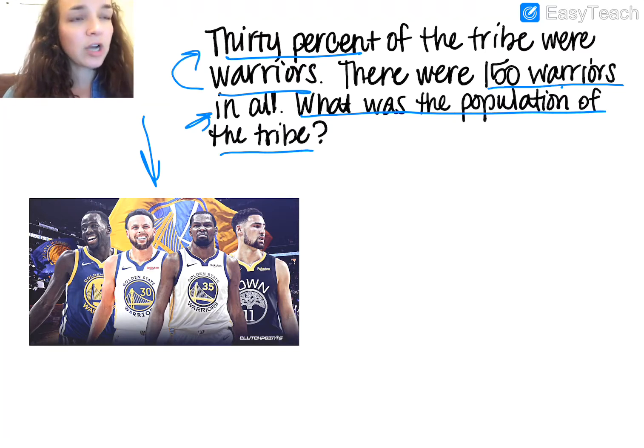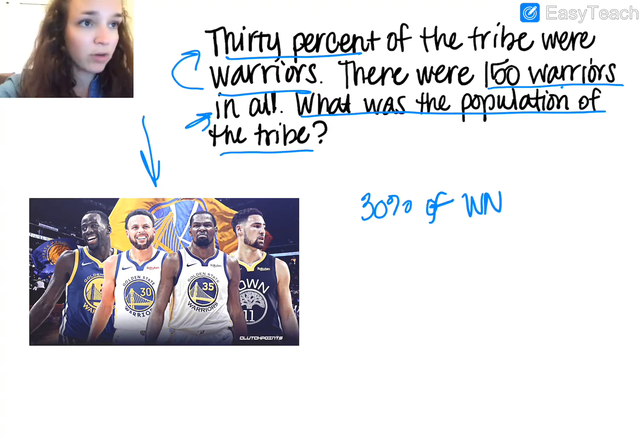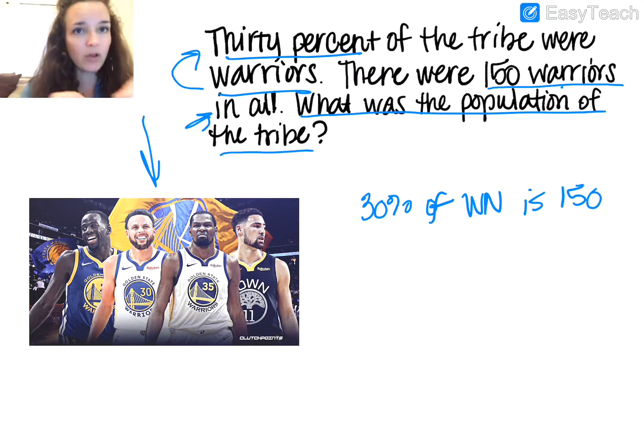So we are trying to find, if we kind of take this word problem and we boil it down into a concise phrase, we are trying to find 30% of what number, so some number that we don't know, 30% of what number is 150. Okay, so that would be how we could kind of boil this down.